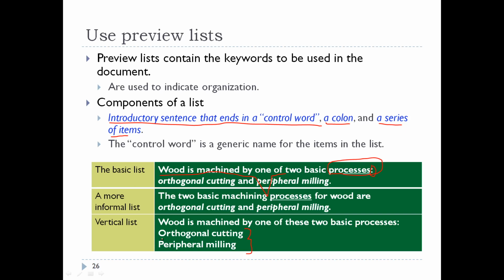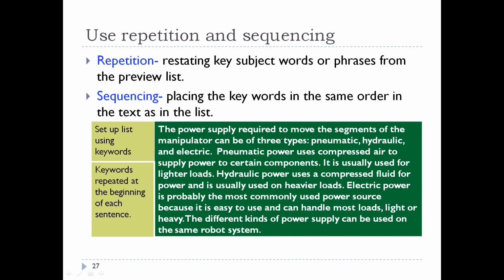So the preview list indicates the organization of your document. It improves the organization of your document as well. Next, you can improve the organization by using repetition and sequencing. Specifically, you use it in combination with preview lists. So you first use the preview list, and then you repeat the terms used in that list, and you present them in the same order or sequence as you presented them in the list.